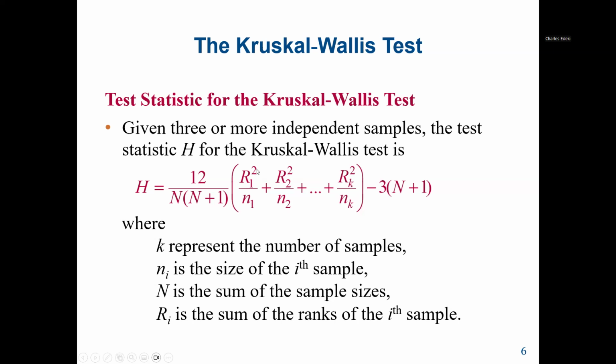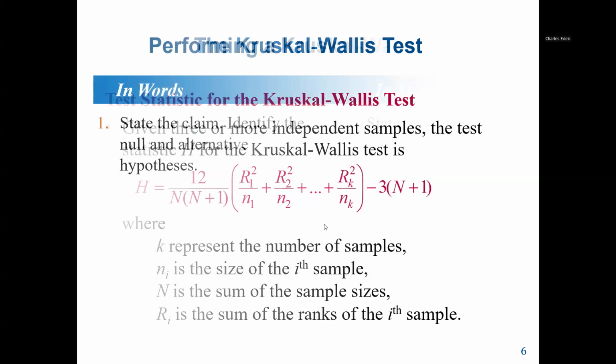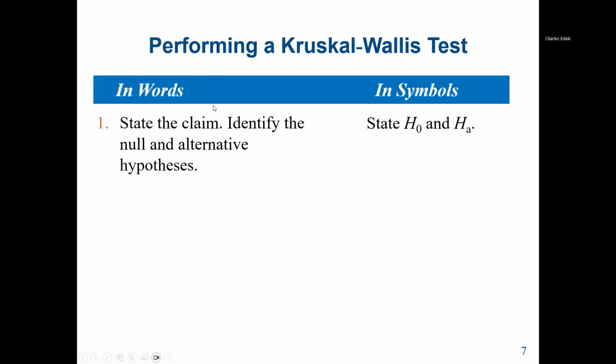When we know that, we can also find the R. R is the sum of the ranks of the samples. So for samples 1, 2, 3, R1 is the sum of the ranks for sample 1. R2 will be the sum of the ranks for sample 2, etc. Again, we're going to see an example soon. So let's go through the steps here, then from there, we will look at one example before we end the lecture.